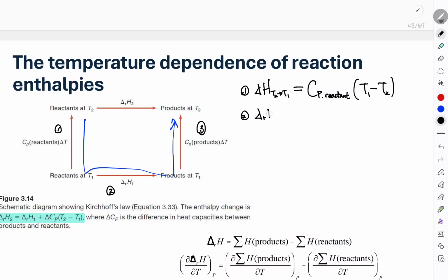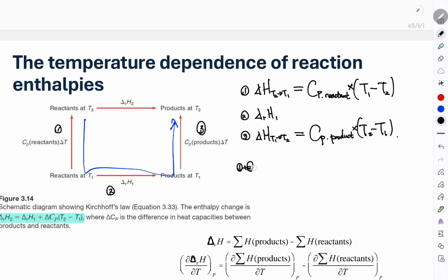The third one, the temperature changes from T1 to T2, and the component is a product, so we can write this enthalpy change as Cp of the product, and the final temperature is T2, and the initial temperature is T1. So finally, the enthalpy change of interest is the sum of these three steps.